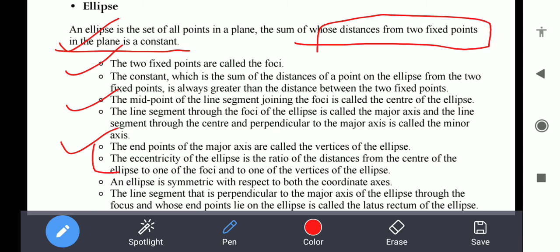The line segment that is perpendicular to the major axis of the ellipse and passes through the focus of the ellipse, and whose end coordinates lie on the ellipse, is called the latus rectum.